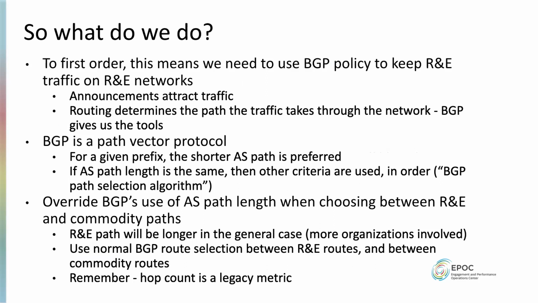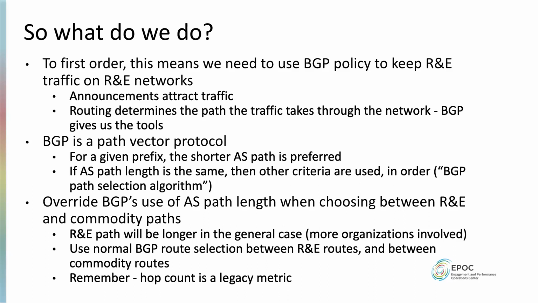That's the background. So what do we do? We want to keep R&E traffic on R&E networks. The mechanism for doing that is BGP policy. If you think about this from a theoretical perspective, routing announcements attract traffic. If I announce you a prefix, I expect to see traffic toward that prefix coming from you. So in aggregate, routing determines the path that traffic takes through the network, and we have a set of policy tools to do that.